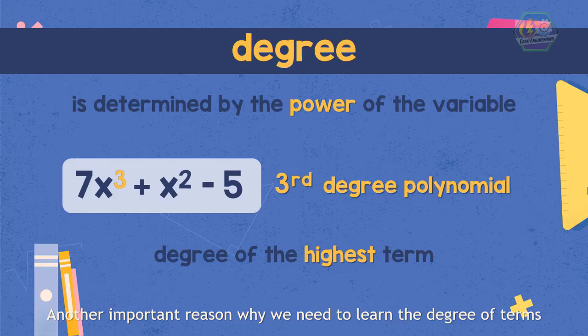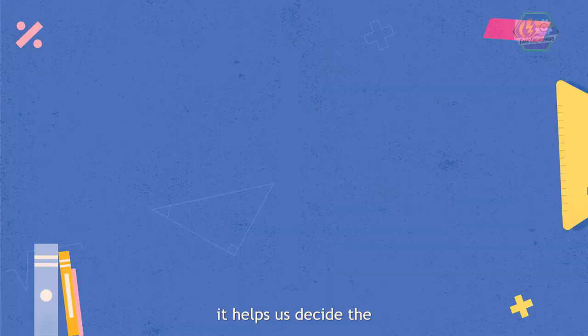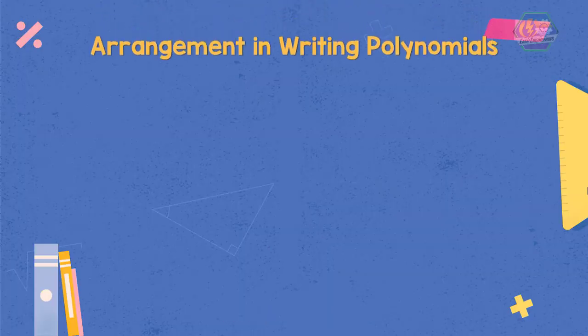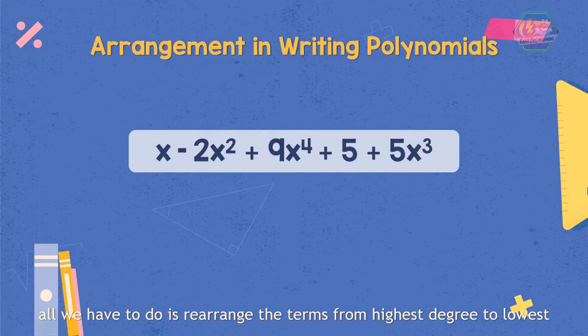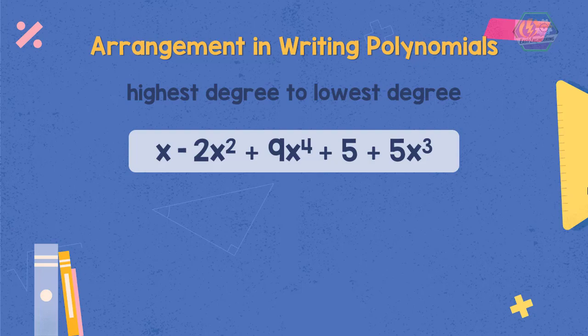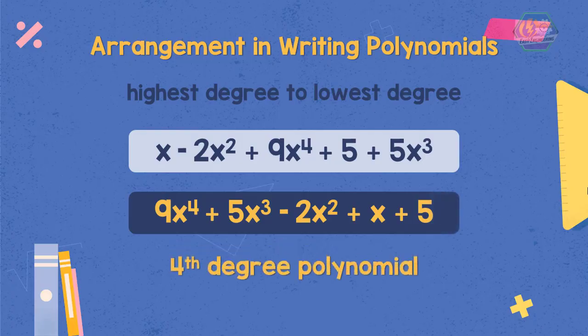Another important reason why we need to learn the degree of terms is because it helps us to decide the arrangement in writing polynomials. For example, we have a polynomial with 5 terms. All we have to do is rearrange the terms from highest degree to lowest. So for this example, it will become 9x to the power 4 plus 5x cubed minus 2x squared plus x plus 5. And this example is a 4th degree polynomial.